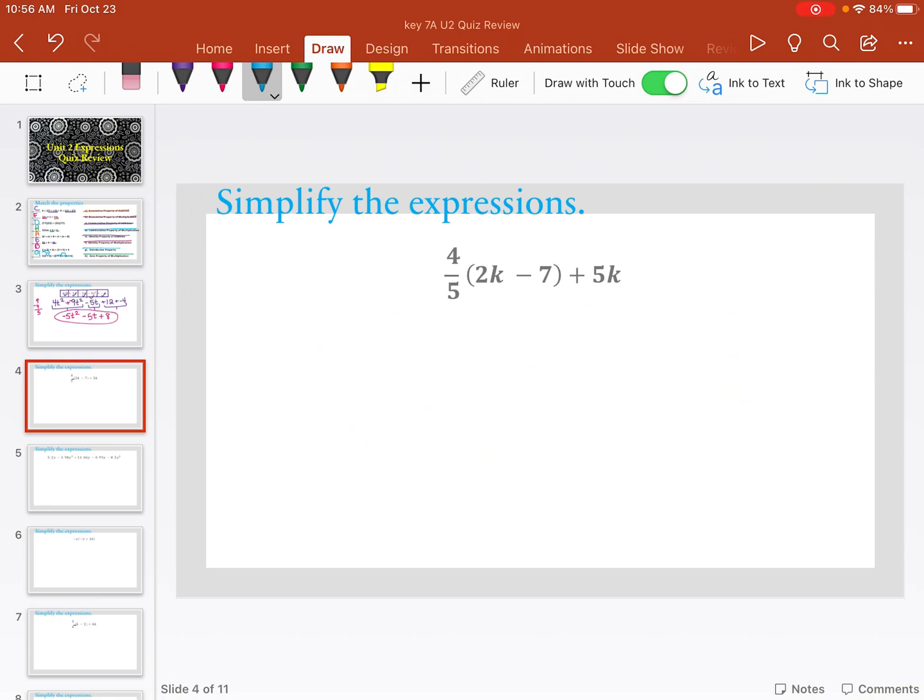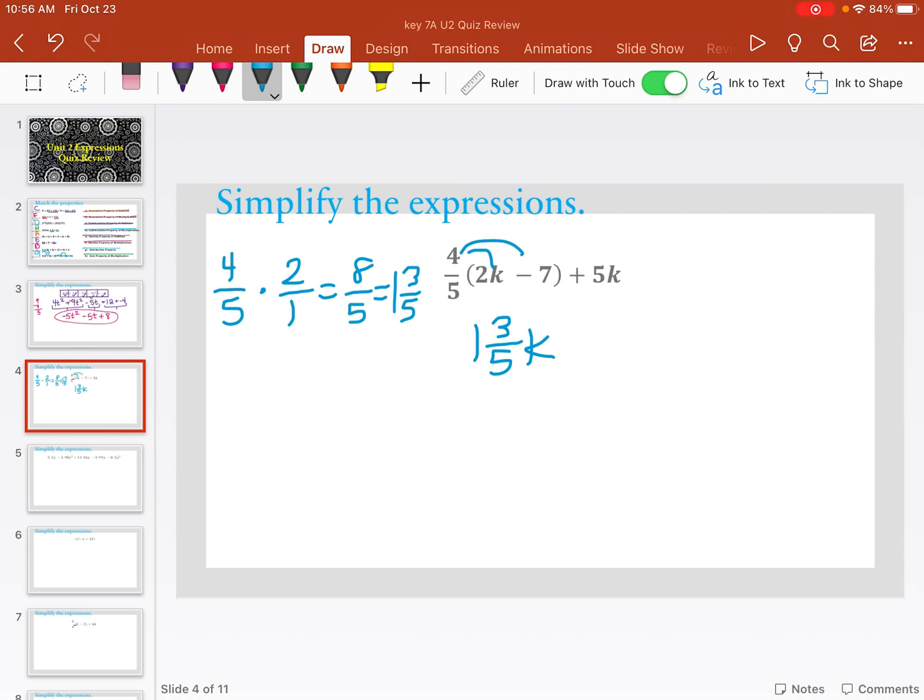Okay, so before we can train this up, we have parentheses, so we're going to have to hand out the tickets. We had to distribute first. I'm going to distribute here, 4/5 times 2k, so 4/5 times 2 over 1. 4 times 2 is 8. 5 times 1 is 5, and I'm just going to simplify that to 1 3/5. So I have 1 3/5 k.